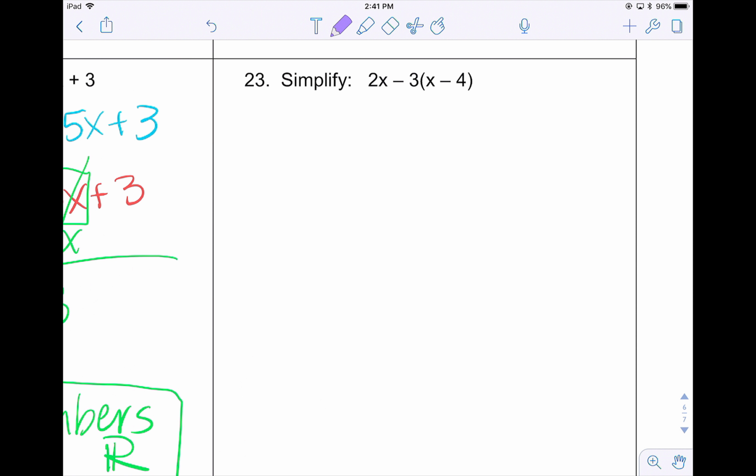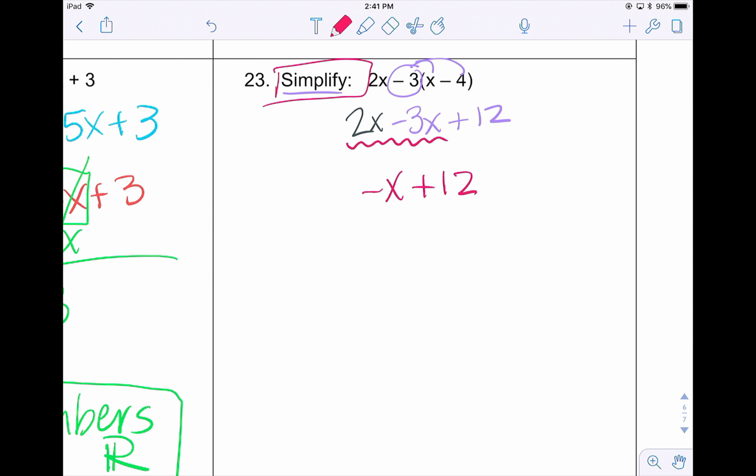And problem 23 to finish. We can kind of still use parts of Don't Call Me After Midnight, but this is just asking me to simplify. So the first thing I'm going to do is distribute negative 3 times x, negative 3 times negative 4, and the 2x is just rewritten. And then to finish simplifying, I combine my like terms. 2x's minus 3x's is a negative x. The 12 stays the same. Again, I was asked to simplify. I have an x and a number. I cannot do anything else with it. I also don't have an equals sign, so I can't solve for x, which means I'm finished with that problem.